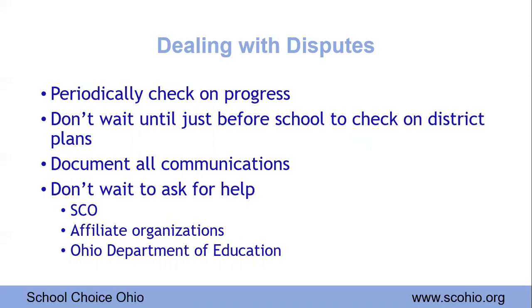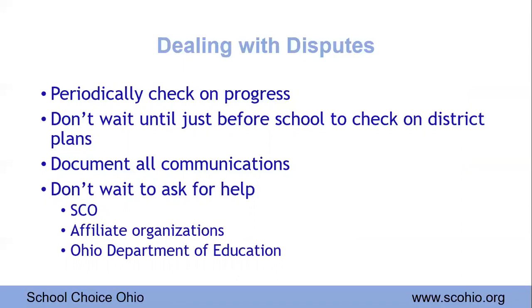So let's talk about dealing with disputes. The first thing you want to make sure is that you're periodically checking as to what's happening, what the progress is. This is particularly important as you're communicating with the district transportation office, that you don't wait until just before school to check on district plans. You need to be checking on that now. You need to be making sure that parents are requesting transportation now. Do not wait. If they need some assistance or they are struggling with an online portal, it might be possible for you to help them from the school so that they can go ahead and make sure that they are requesting this. But if there's a dispute, if there's a question about who's going to be transported, don't let it go. Keep checking on that.